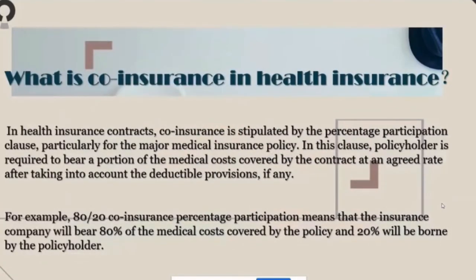Now let's look at what co-insurance is in health insurance. In health insurance contracts, co-insurance is stipulated by the percentage of cost participation, particularly for the major medical insurance policy. In this case, the policyholder is required to bear a portion of medical costs covered by the contract at an agreed rate after taking into account the deductible provisions, if any.